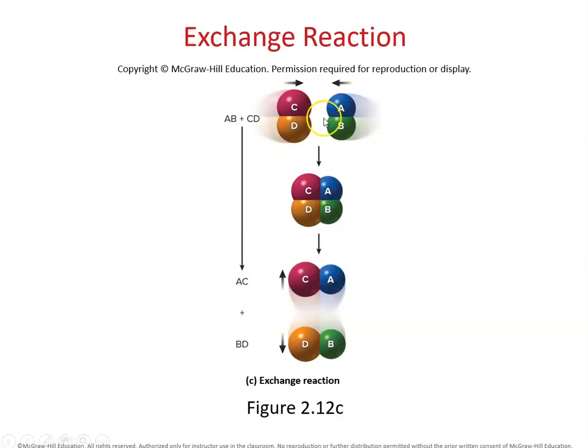And an exchange reaction, remember we have A and B and C and D. We form this intermediate that is only there very, very briefly, and then at the end, A and C are joined together and B and D are joined together in the exchange reaction.